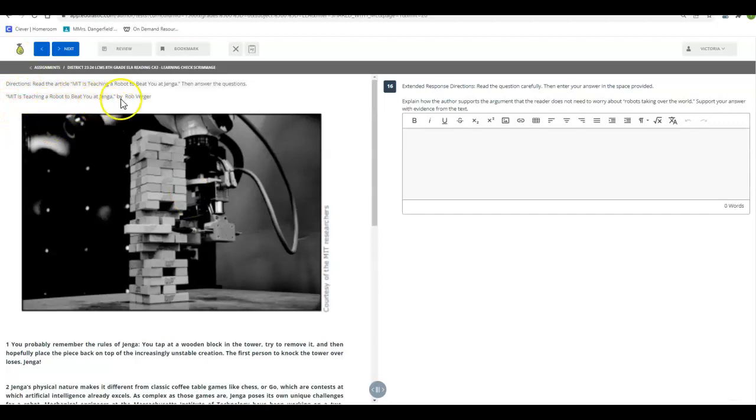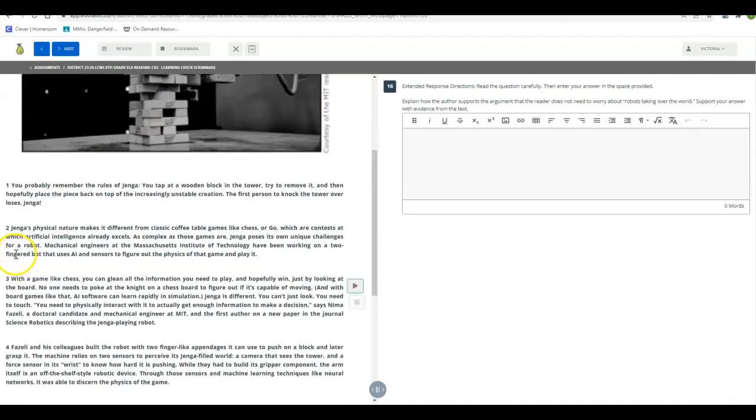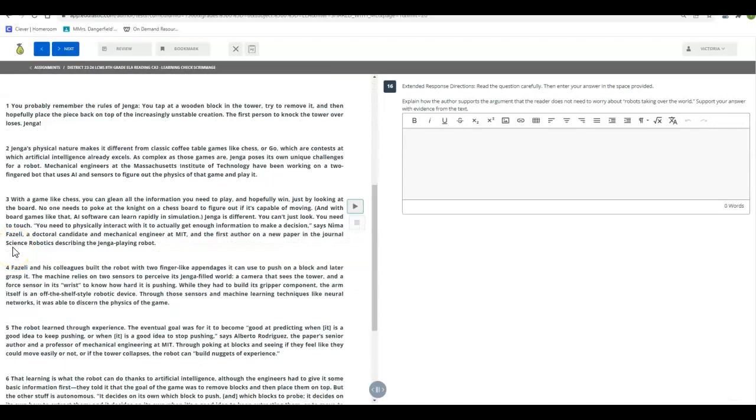MIT is teaching a robot to beat you at Jenga. Paragraph 1. You probably remember the rules of Jenga. You tap at a wooden block in the tower, try to remove it, and then hopefully place the piece back on top of the increasingly unstable creation. The first person to knock the tower over loses.